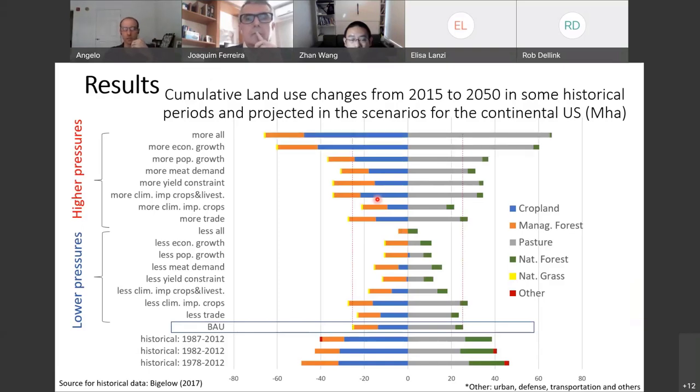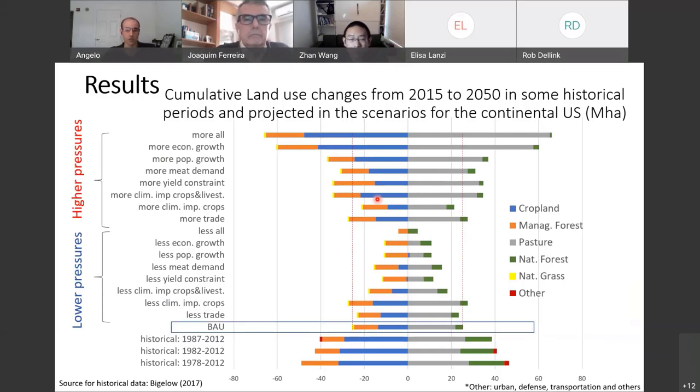So we see pasture will increase more and cropland will decrease even more, and managed forests even more, if we have higher pressures for land use change in the future. And those higher pressures are related to feeding a higher population, higher economic growth, or lower increase in yields and so on. So with this, are we able to answer if we have tipping points or not?